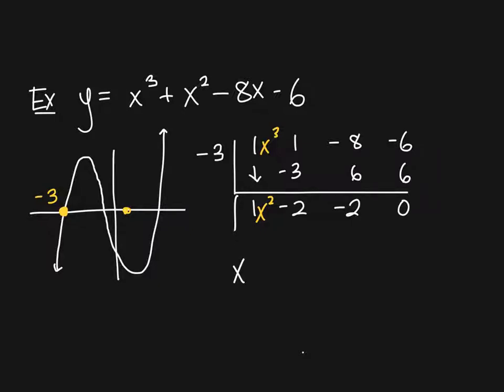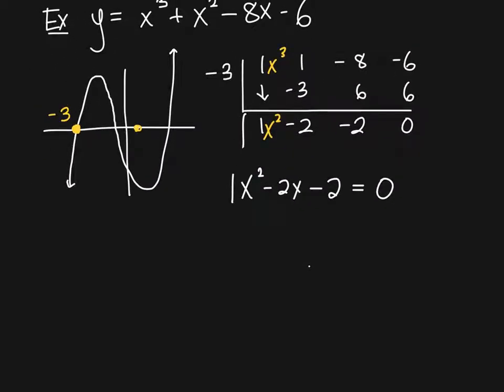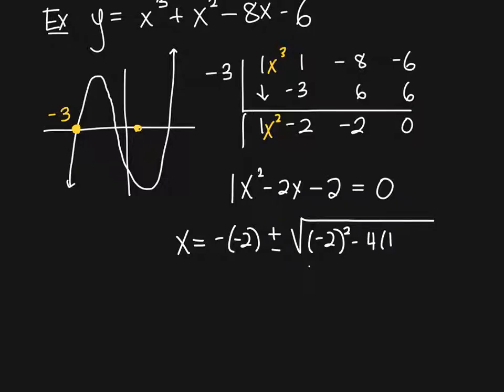So we've got 1x squared minus 2x minus 2 equals 0. And what handy-dandy tool? Factoring is not going to work. You can try it, but it's not going to work. Quadratic formula, yeah. So x equals -b, that's 2, plus or minus the square root of b squared, minus 4 times 1 times -2, all over 2.